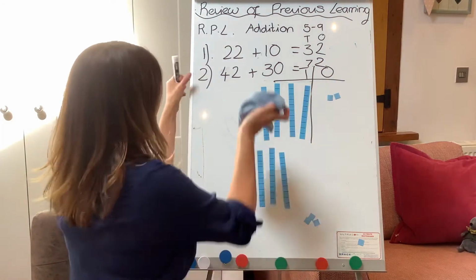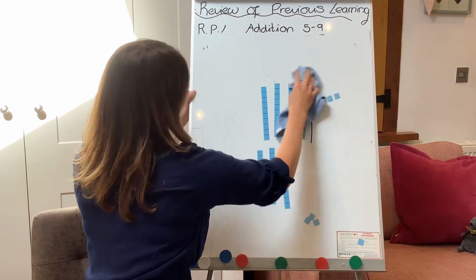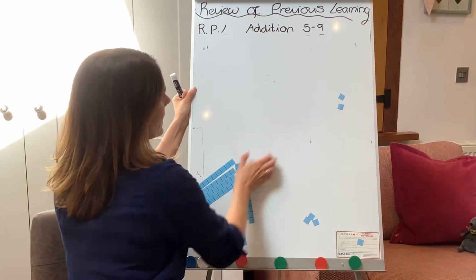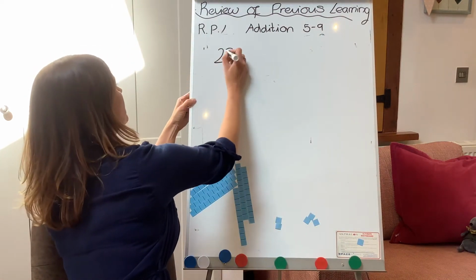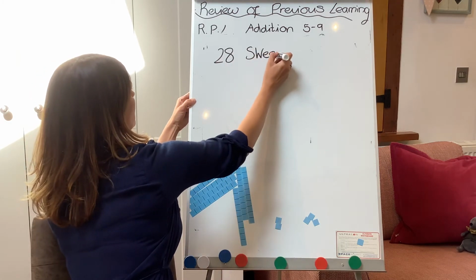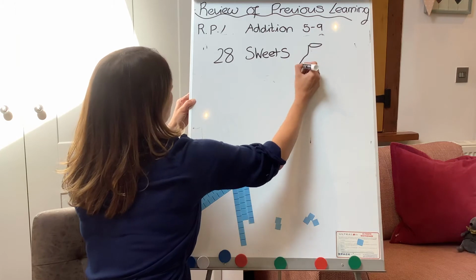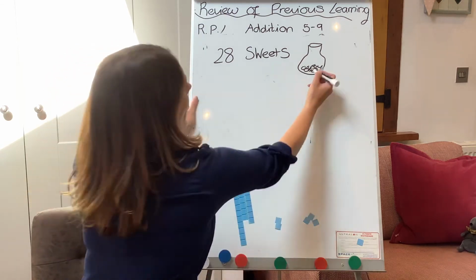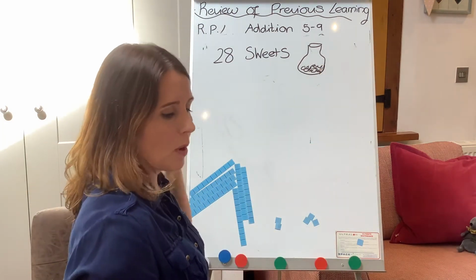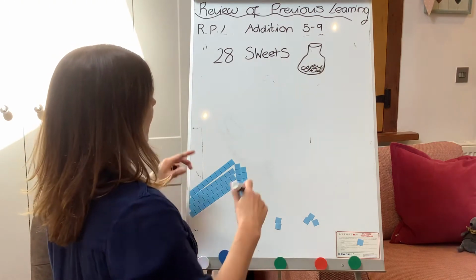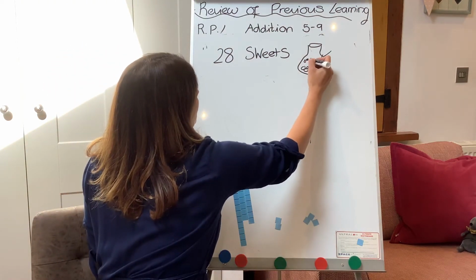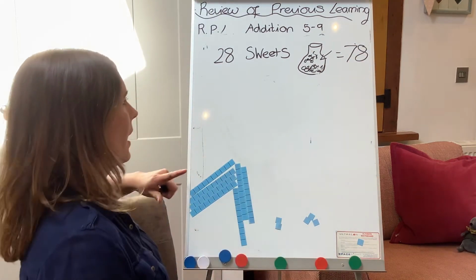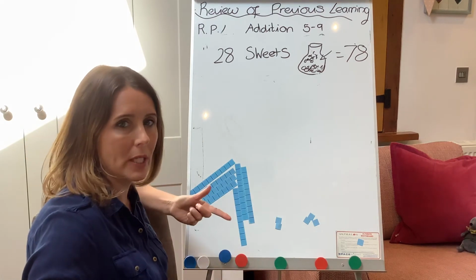Okay, the final one, looking at adding on in 10s, we will use the bar model to help us with this one. We have got 28 sweets in a jar. Okay, and we pour more sweets in. So more sweets are poured in. And now there are 78 sweets in the jar. How many more sweets have been poured in?